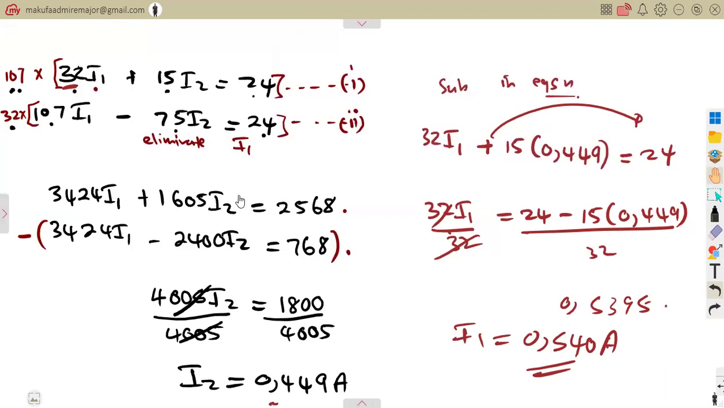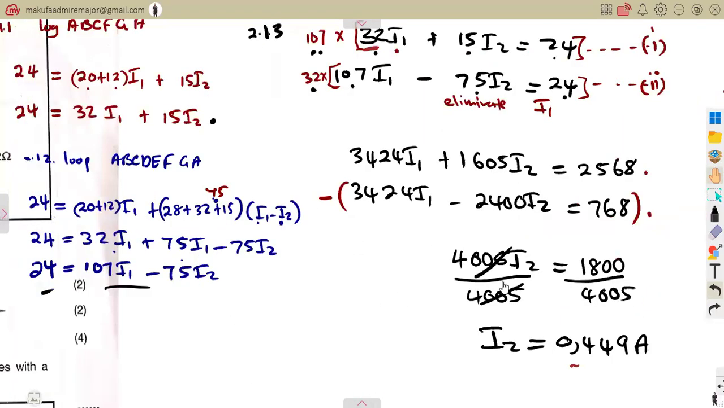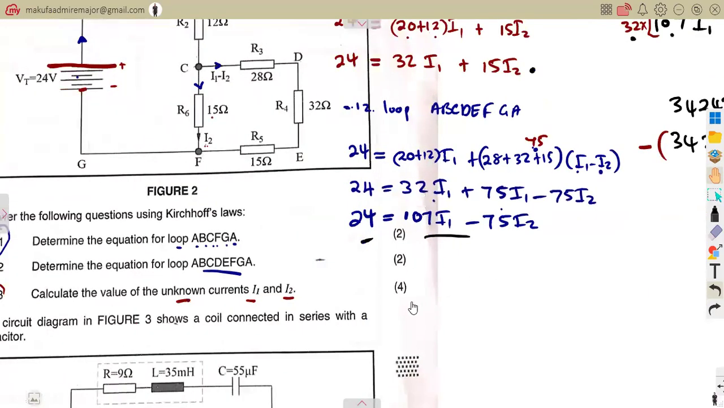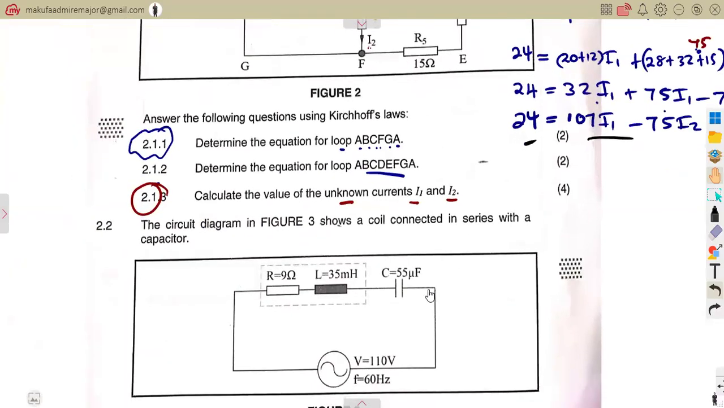So if you're using the substitution method, it can have some rounding, because you're rounding off these values, they can just get affected a little bit, not that much, but just a little bit. So let's see how you calculated these values.